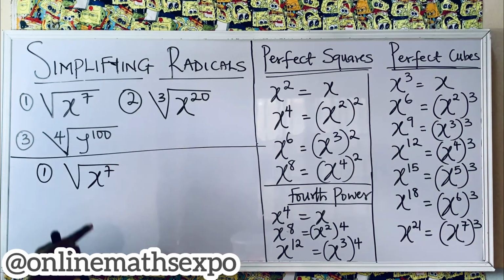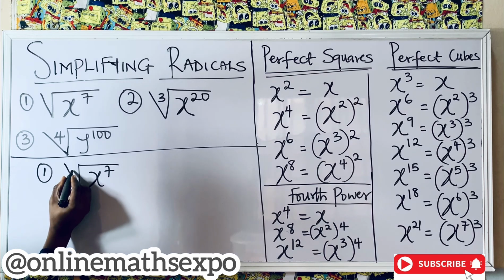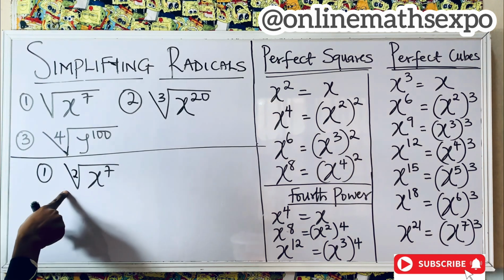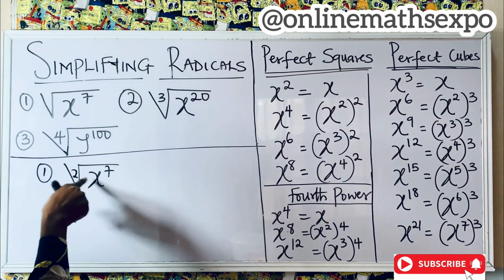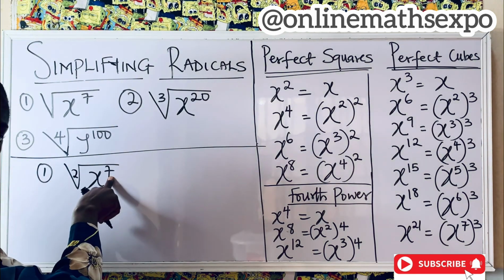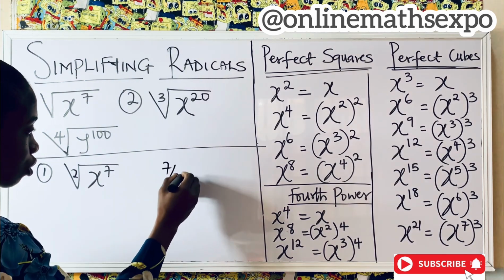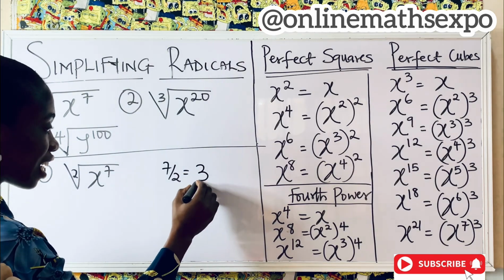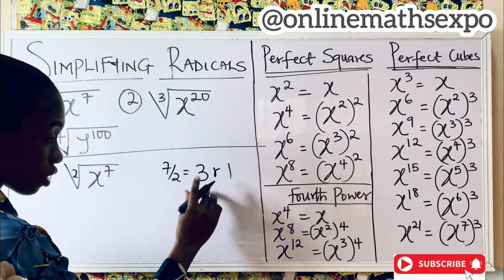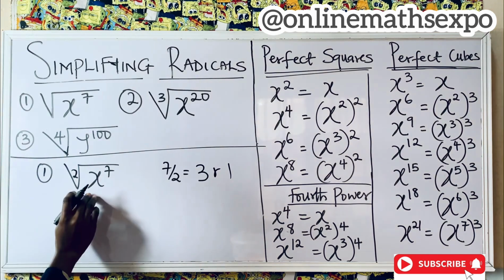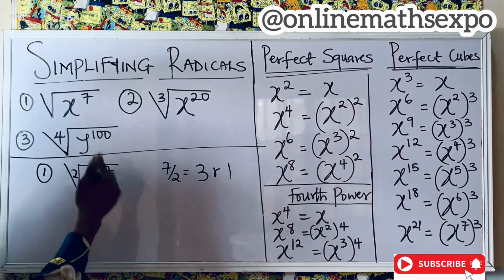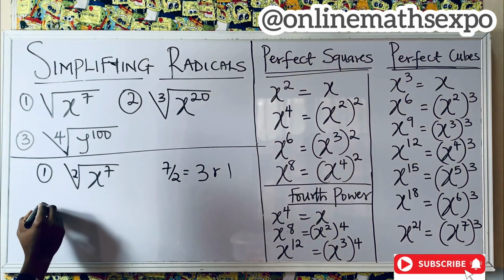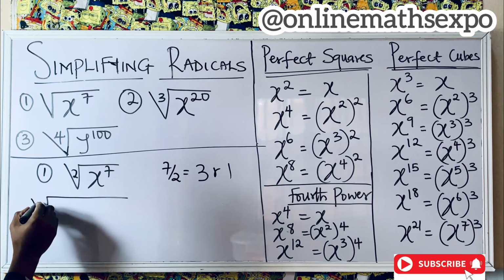This is a square root. Remember, square root means that there's an invisible 2 here. So what you do now is check how many times these 2 will go into 7. That's when you divide 7 by 2. What do you have? You will notice you are going to have 3 remainder 1. It means that this square will go into this 3 times. So in that case, look at what you are going to have.